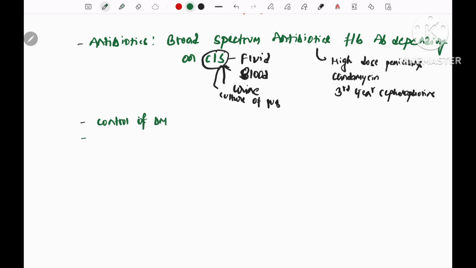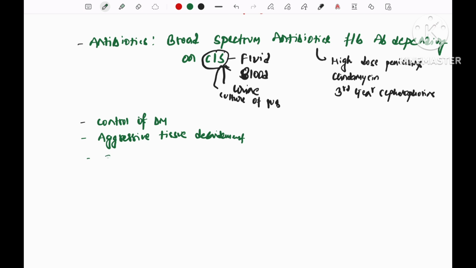And there is very extensive tissue necrosis. So what we do, we debride the tissue. Aggressive tissue debridement. And once there is formation of healthy granulation tissue, then skin grafting will be done.